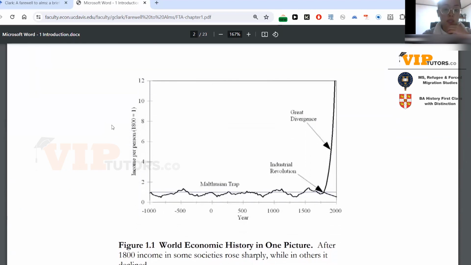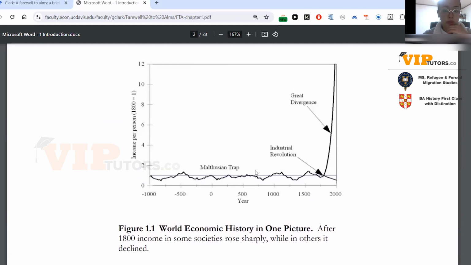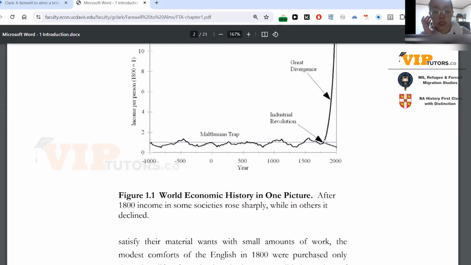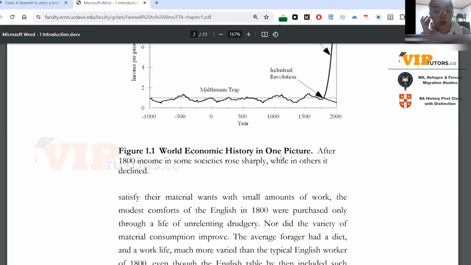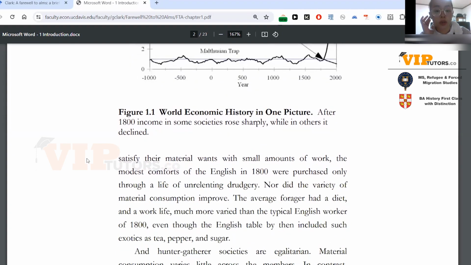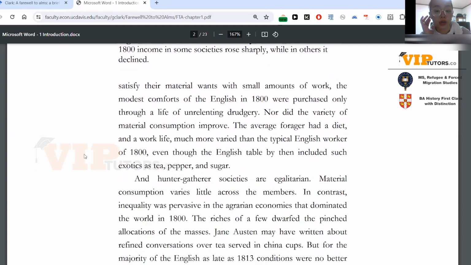So the most important thing out of this, and remember you can read this text in your own free time later, is this graph. So you can see he says there's a Malthusian trap from 1000 BC, and then there's a moment in 1800 where there's an industrial revolution and what he calls the Great Divergence. So income in some societies rising sharply, while in others it declines.